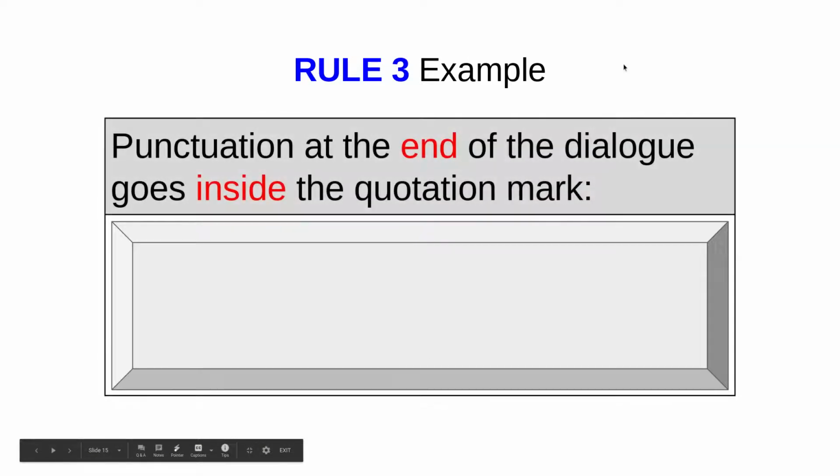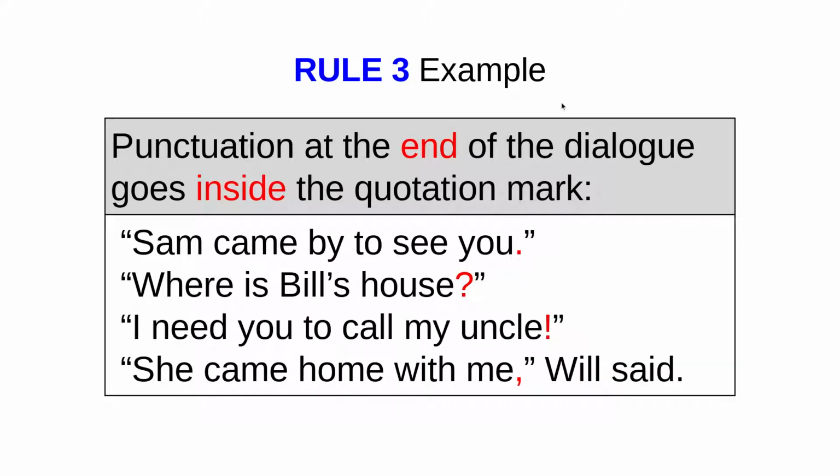Rule number 3 is that punctuation at the end of the dialogue goes inside the quotation mark. What that looks like is this. If somebody says, "Sam came by to see you," you put the period here and the quotation mark after it. The ending punctuation goes inside the quotation marks. "Where is Bill's house?" The question mark goes inside the quotation marks. "I need you to call my uncle!" Exclamation point, inside the quotation marks.